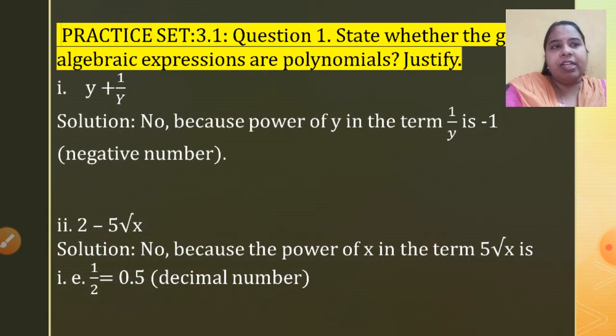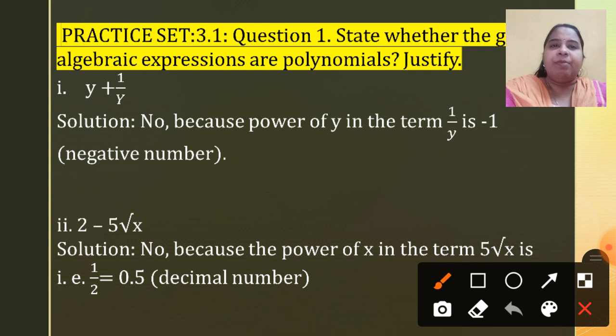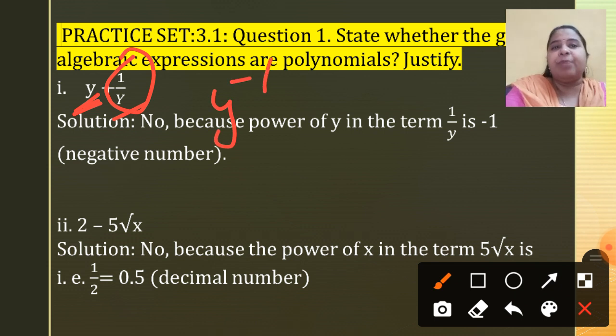With this knowledge, let us start with practice set 3.1. Question is, state whether the given algebraic expressions are polynomials or no and justify. Now I have already told you what you need to remember is the degree of the variable should be a whole number. Now there are two places where variable is used. One is y and one is 1 upon y. Both the places the degree should be whole number. This is no problem, degree is 1. But what about this? This is 1 upon y, which can be written as y raised to minus 1. I have explained you in the previous slide.